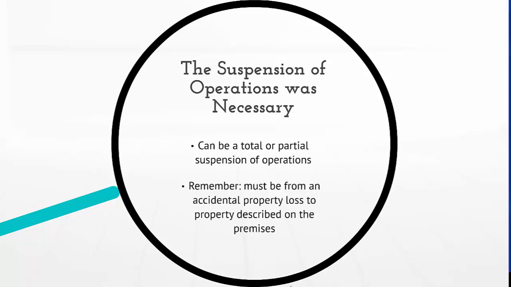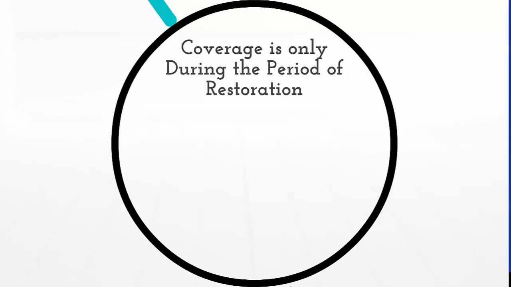Remember, it must be from an accidental property loss that is a covered cause of loss to the property described on the premises, unless it is a contingent business interruption type of coverage. Coverage is only during the period of restoration. Coverage actually doesn't begin until 72 hours after the physical loss or damage occurs. You can think of the first 72 hours as a deductible or waiting period, so that if the business only experiences a 72-hour business interruption, there will be no coverage.